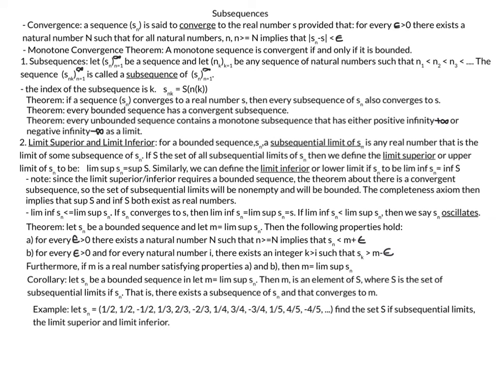Then we have a corollary to the theorem. Let Sn be a bounded sequence and M is equal to lim sup of Sn. Then M is an element of S, where S is the set of subsequential limits of Sn. That is, there exists a subsequence of Sn that converges to M.